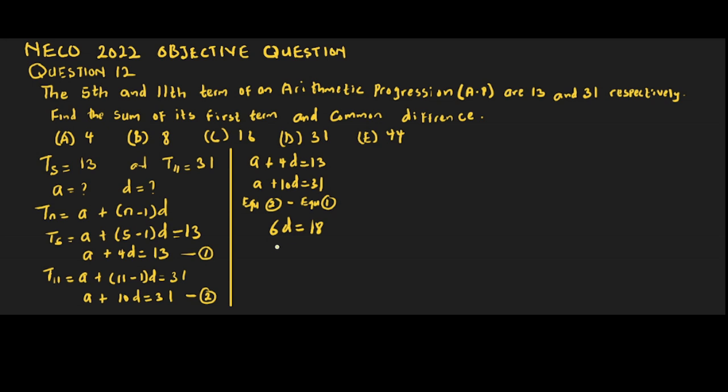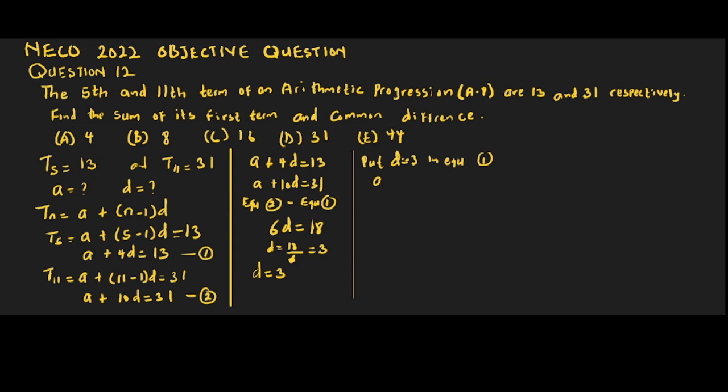Now, what do we do here? We need to get our D. So our D here is going to be 18 over 6, and that will give us 3. That means our D is equal to 3. We have gotten our common difference to be 3. Then we can substitute the value of D in any of the equations. We can now put D equals 3 in equation 1.